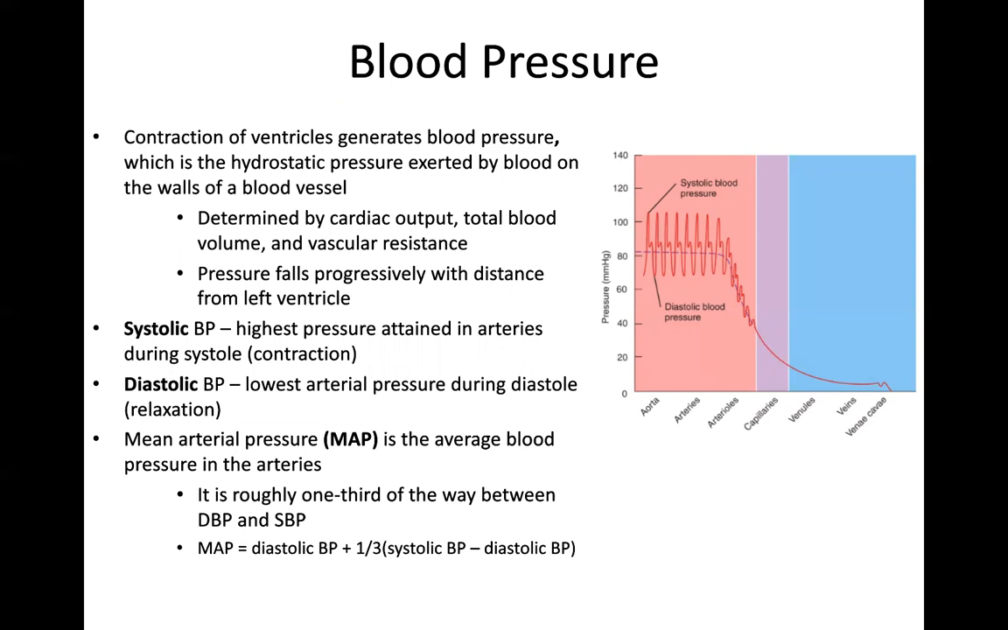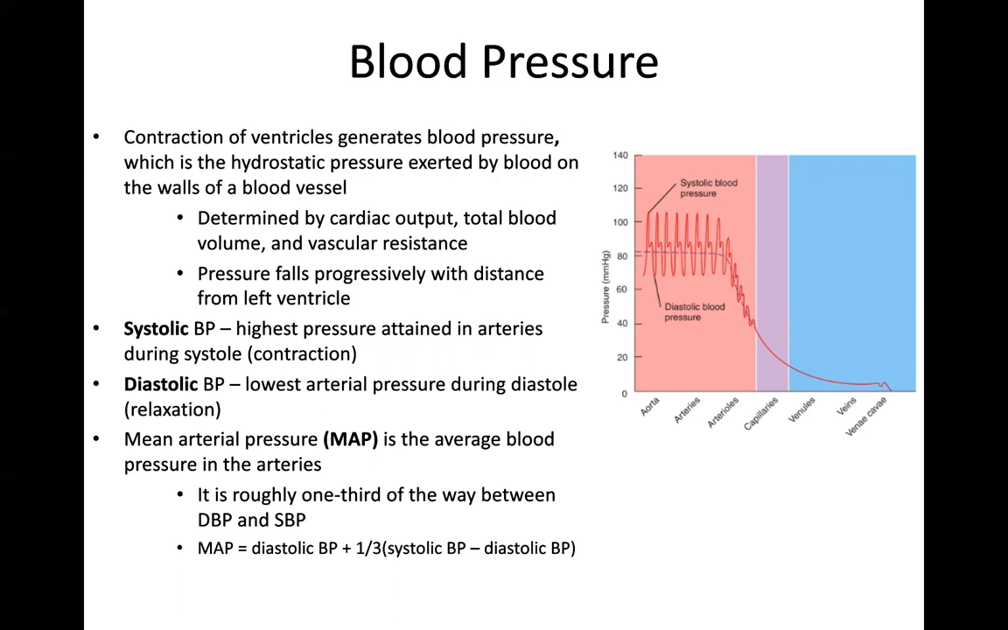All right, when your ventricles contract, and really mainly we're focusing on contraction of the left ventricle, they generate blood pressure. Blood pressure is defined as the hydrostatic pressure exerted by blood on the walls of a blood vessel. So in other words, it's the outward pushing of the blood on the walls of your arteries and veins, okay? And that's what blood pressure is.